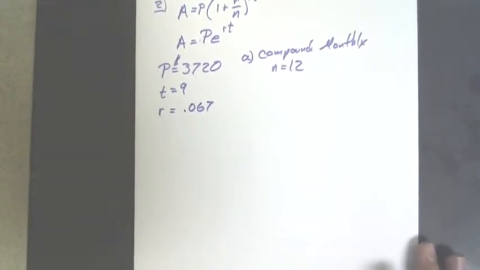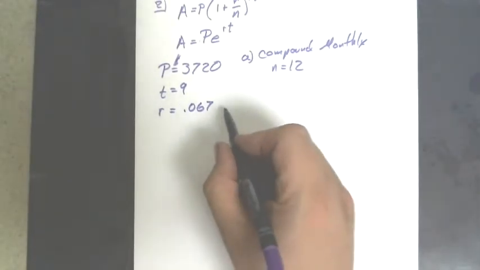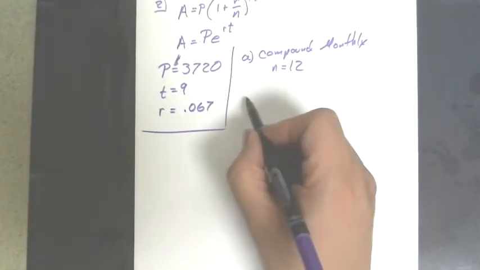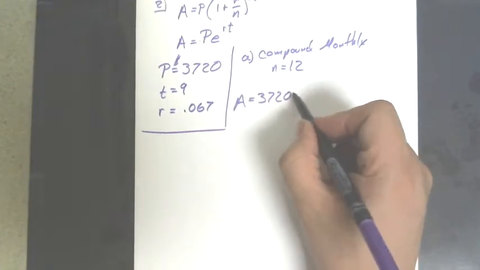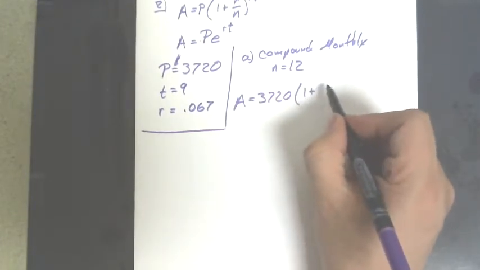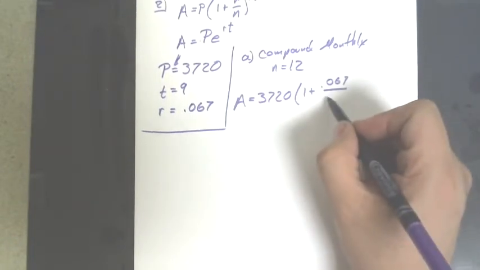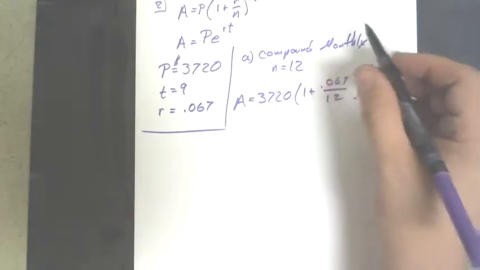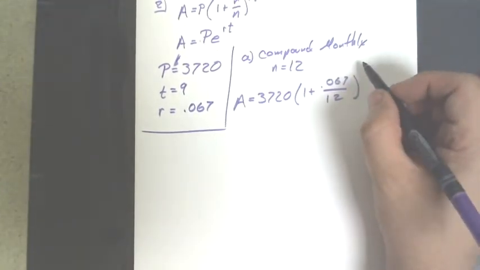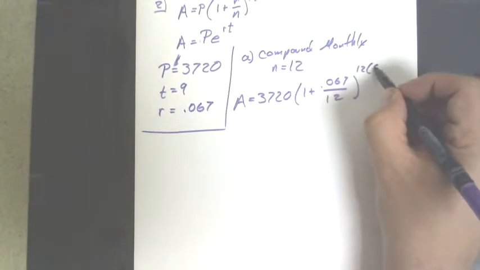So our amount is going to equal our principal, 3720, times 1 plus our rate, 0.067, over how often it's compounded every year, so 12, raised to the n times t, so 12 times 9.